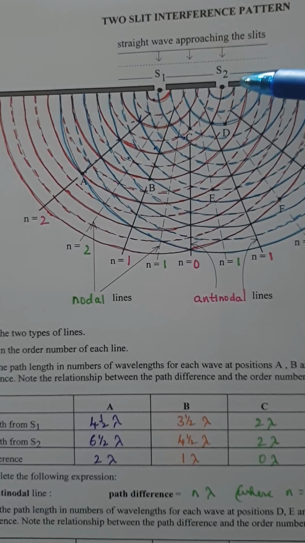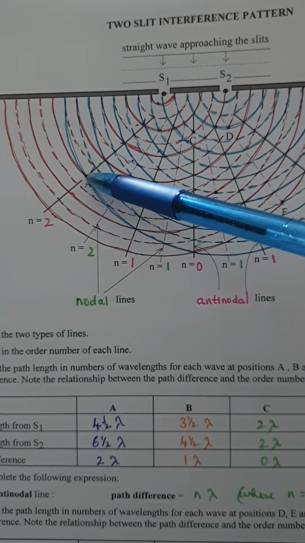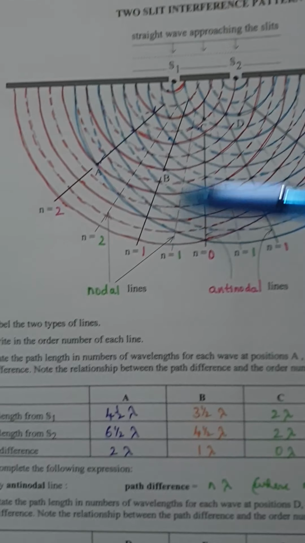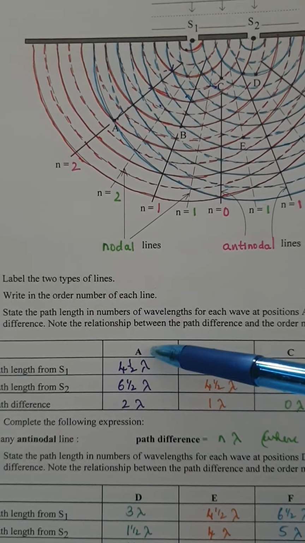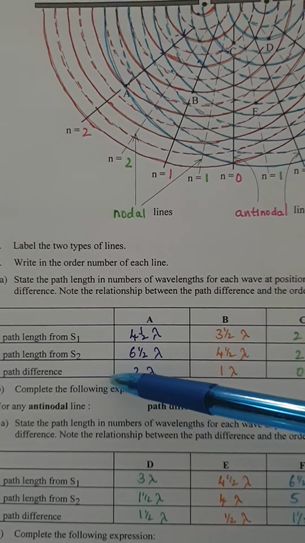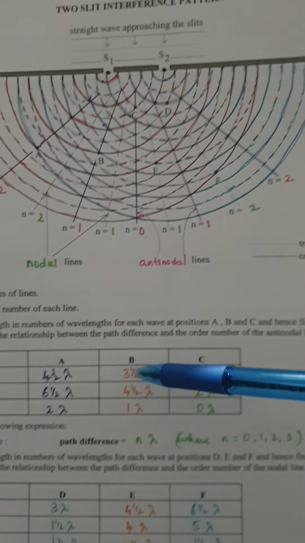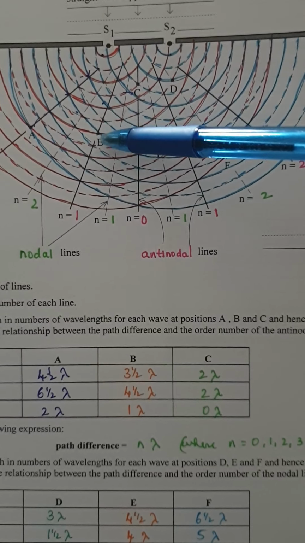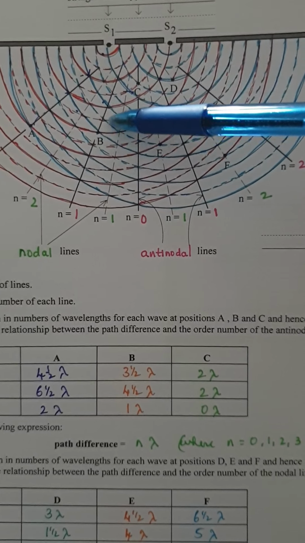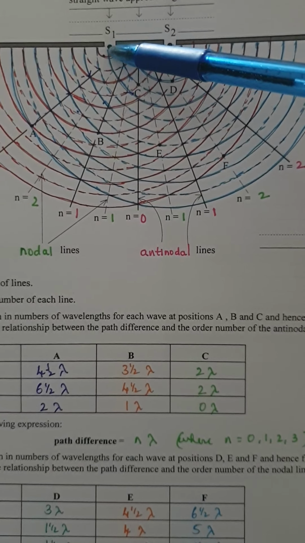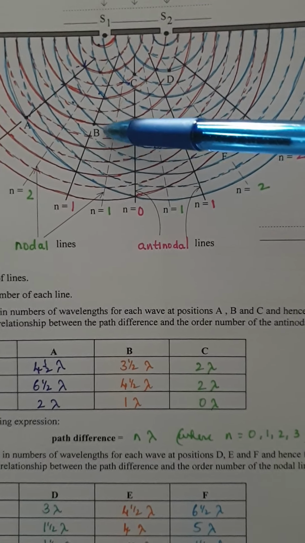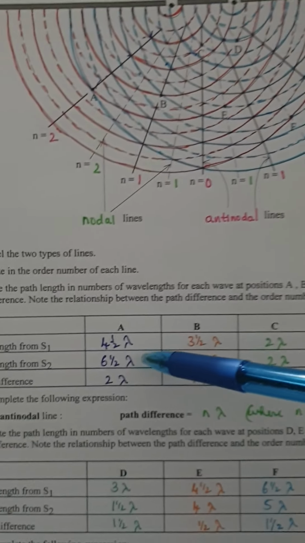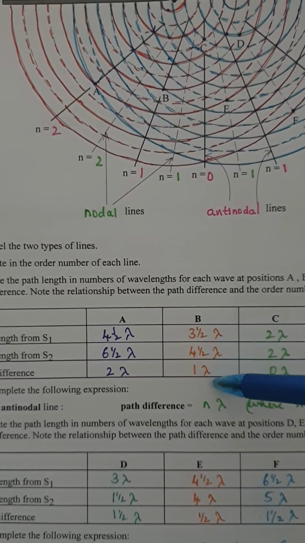Then from A to S2, those are the blue waves: 1, 2, 3, 4, 5, 6.5. I got 6.5, and 6.5 minus 4.5 is your path difference. So the path difference is 2 wavelengths. Similarly for B, where 2 crests meet, let's count how many red waves there are: 1, 2, 3.5. So I got 3.5 from S1, and for the blue you get 1, 2, 3, 4.5. So 4.5 from the other slit, and the path difference is 1.